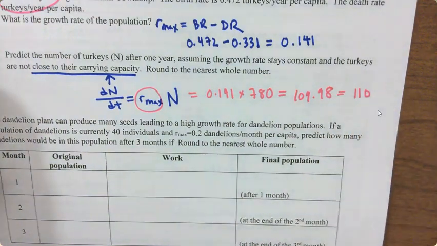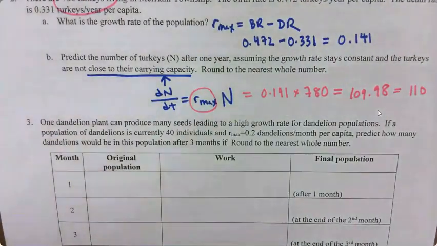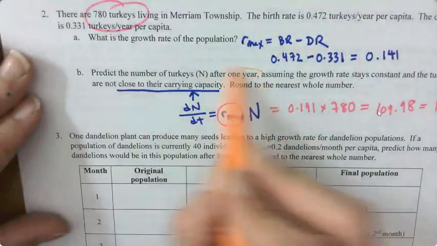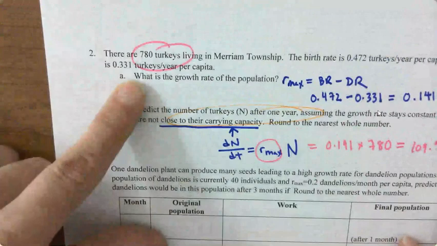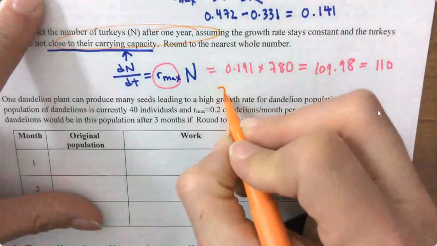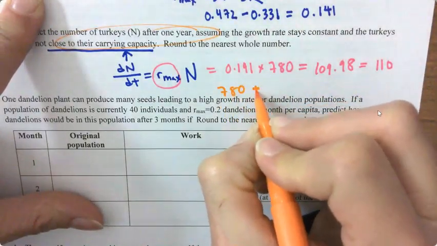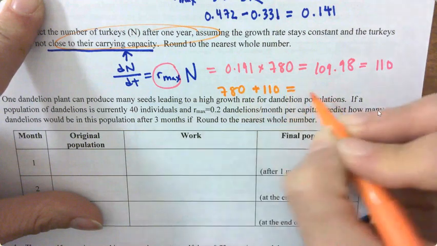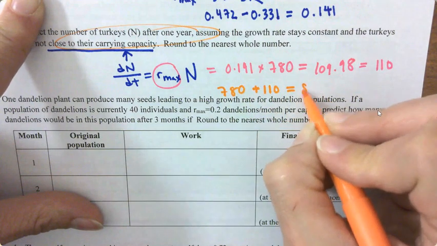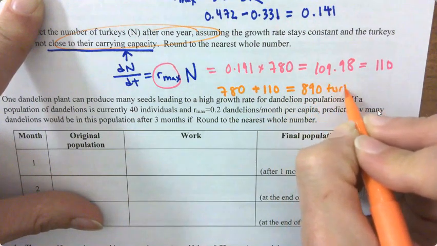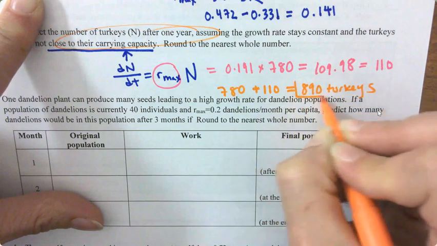So to get the total number of turkeys in the population after 1 year, you're going to take 780 turkeys, the initial population size, and add 110. So after 1 year, there are going to be 890 turkeys in Marion Township.